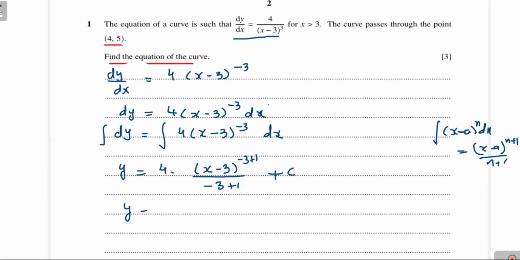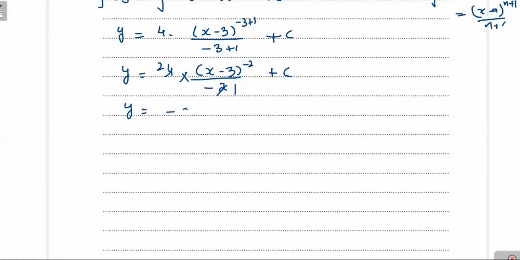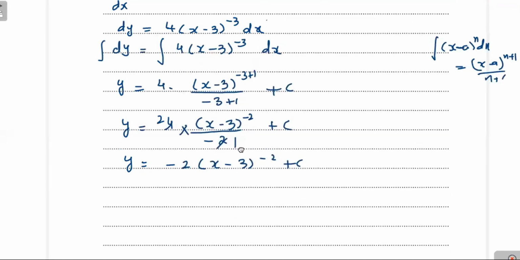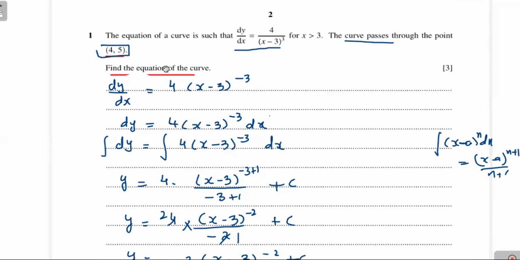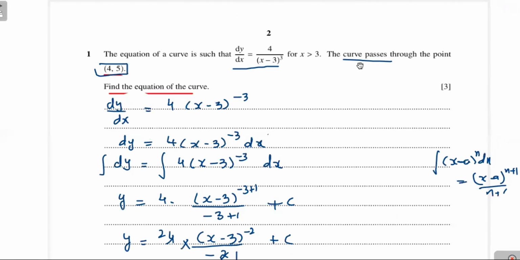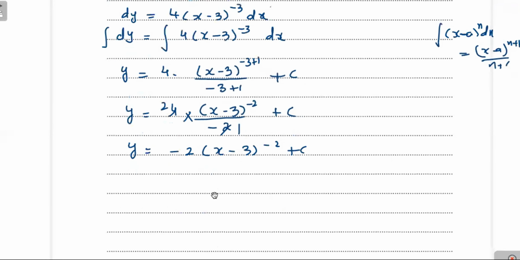Now we can write it as y equals 4 into (x minus 3) power minus 2 divided by minus 2, plus c. Now we write it as minus 2 into (x minus 3) power minus 2 plus c. Now to find the value of c, we substitute the point (4, 5) in this equation because the curve passes through the point (4, 5).